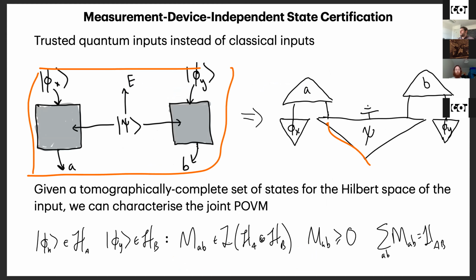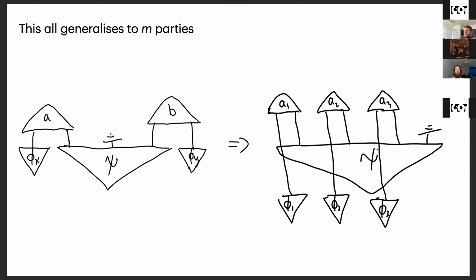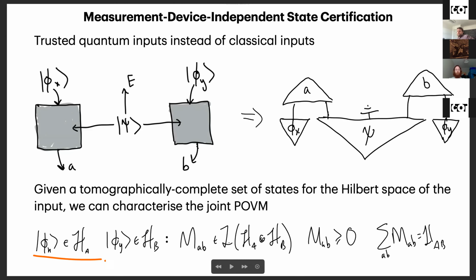So what does it look like as a circuit? You've got some joint state prepared here. Part of it goes over to one box, and you've got a joint measurement on this state and your quantum input. This is the most general thing you can do. And if you can plug in a tomographically complete set of states, so the Pauli eigenstates for qubits, for example, for this Hilbert space here and here, then we can characterize this thing as a joint POVM, and we can perform tomography on this joint POVM between the two parties. So these are the properties of the joint POVM. I've got my state living in this Hilbert space and this Hilbert space, and then I've got a joint POVM that acts on these Hilbert spaces, and it's positive and sums to identity over all the outputs.